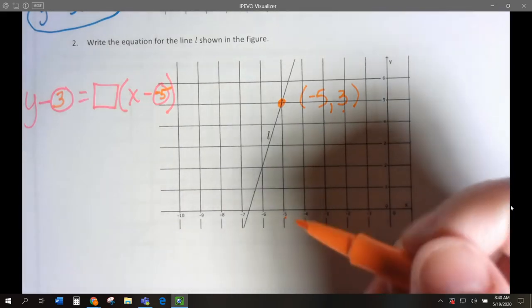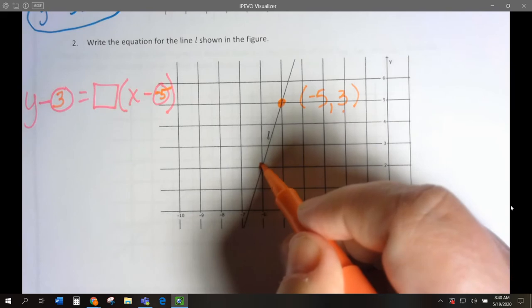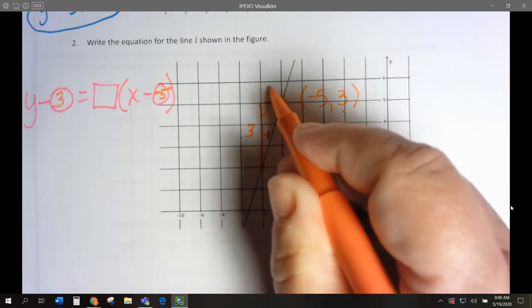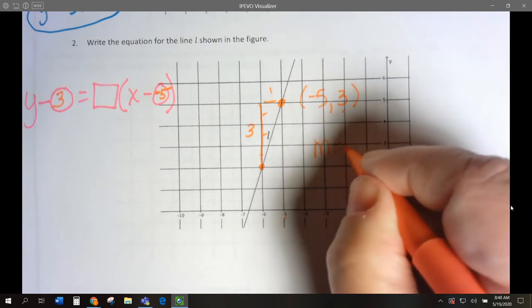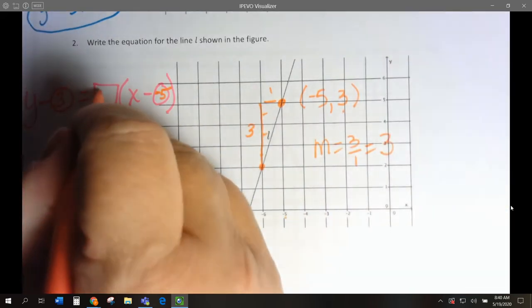Then what's our slope? Well, let's count. We have this point. We have a rise of 1, 2, 3, and a run of 1. M equals 3 over 1, or 3. So we're going to put 3 in here.